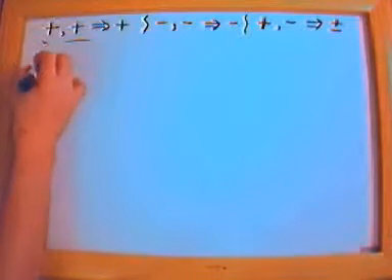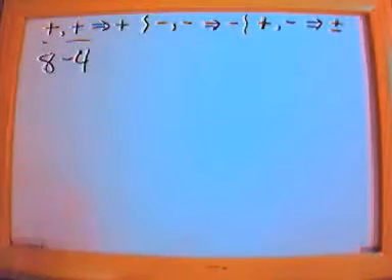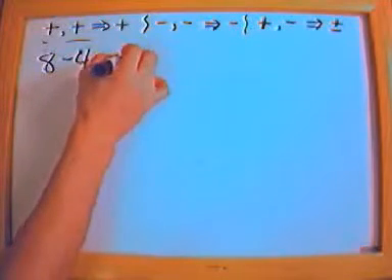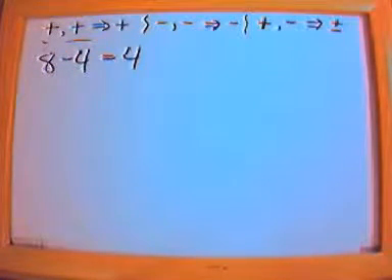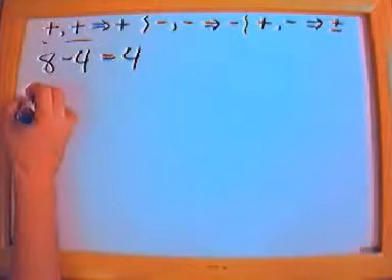a negative number. So let's take 8 minus 4. There's no trick here. 8 minus 4 is just equal to 4. I just want to start off with something easy because it sets the stage for what we're doing here. Now let's try something slightly different.